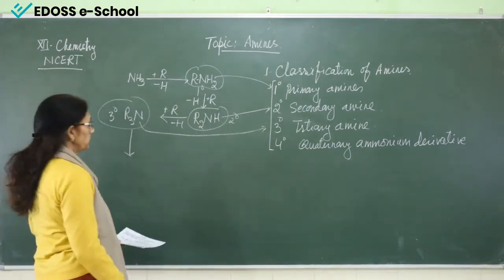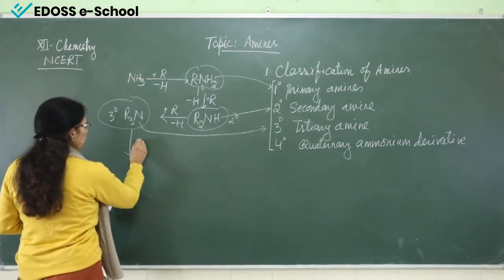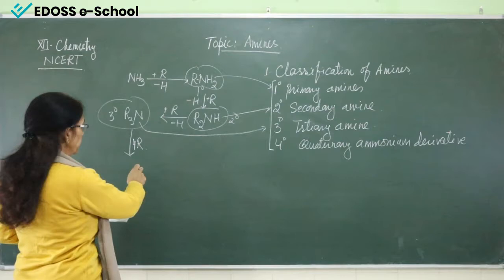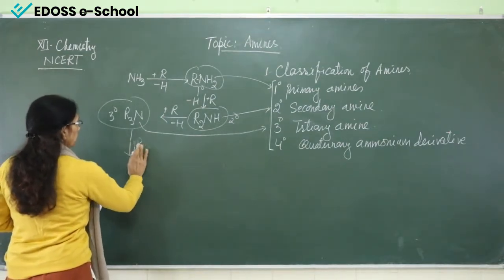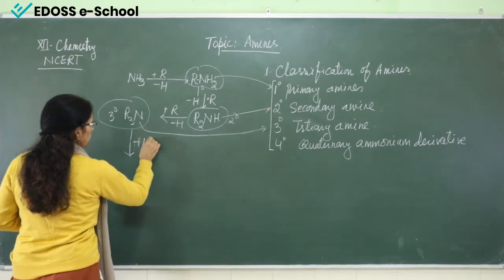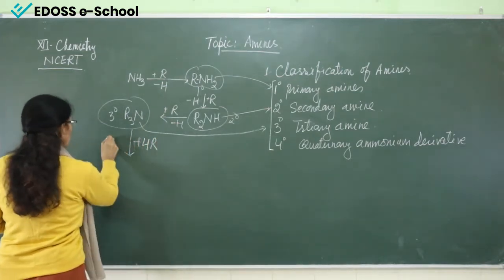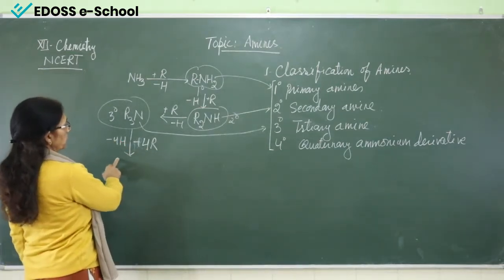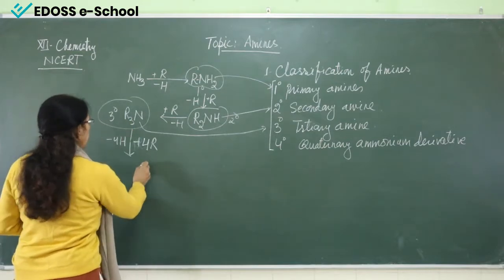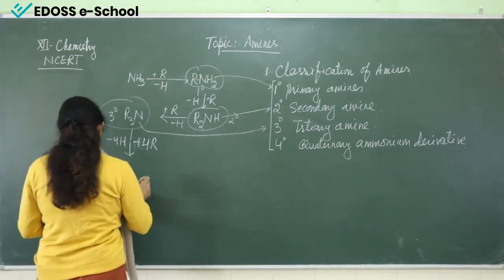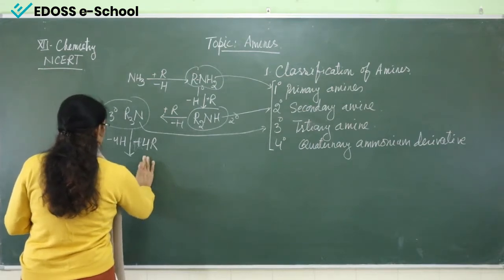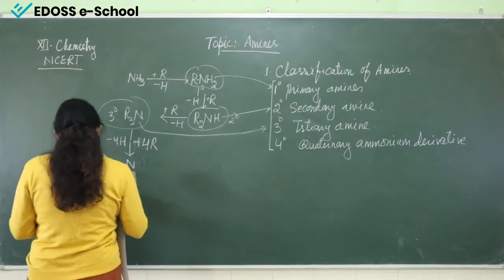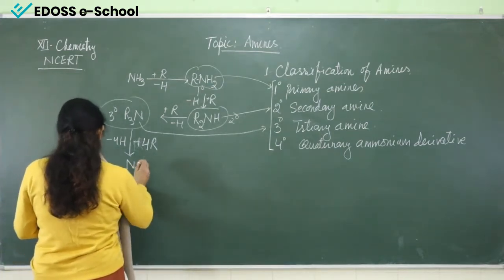Now in tertiary amine, if 4 alkyl groups are added, 4 hydrogens are replaced by these 4 alkyl groups. So what will happen? Now all the hydrogens have been replaced, so it will be N with four alkyl groups, like this.